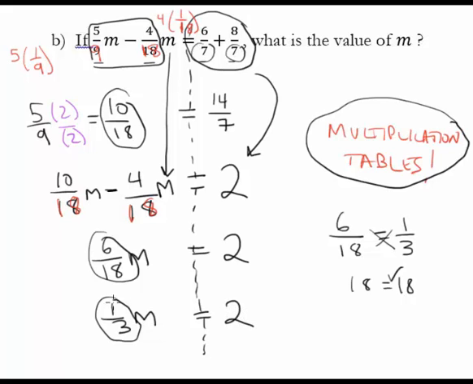1/3 of some number is 2. If I asked the question in that way and said, what's the number? It's 6, right? 1/3 of 6 is 2. If I had 6 apples and I take 1/3 of them, it's 2. Now we can do this algebraically. We know the answer now, that m equals 6.